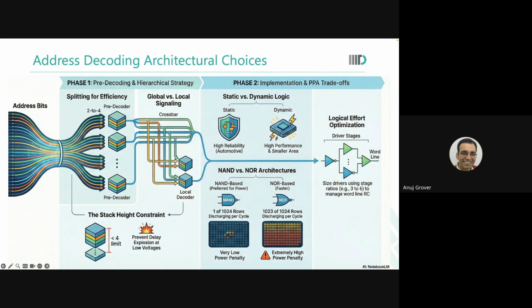Similarly, there could be an impact on area. If you choose multiple 3 to 8 decoders in the beginning versus multiple 2 to 4 decoders in the pre-decoding stage, then if you have, let us say, 8 or 12 address lines, it could lead to a very different number of post-decoded lines that you have to route. And that could be an area penalty.